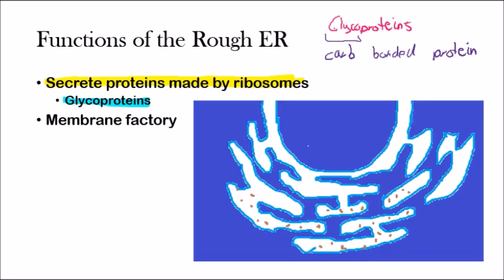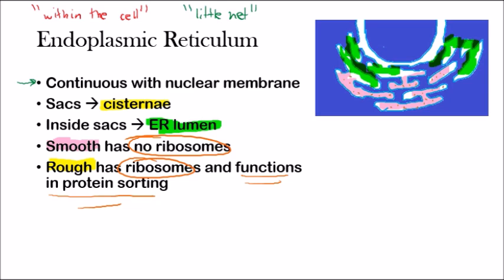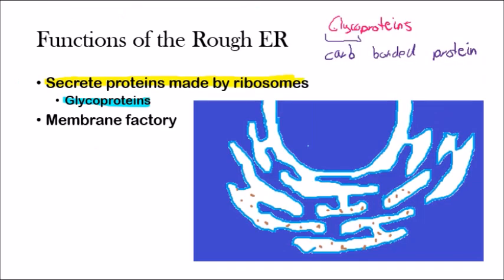The rough ER is actually the membrane factory for the cell. It's what creates membranes. How does this happen? There's a very extensive process here. So we have the rough ER right here. We already labeled what the rough ER was in this slide. We know that the smooth ER is going to create phospholipids, so let's just say this is going to create phospholipids.